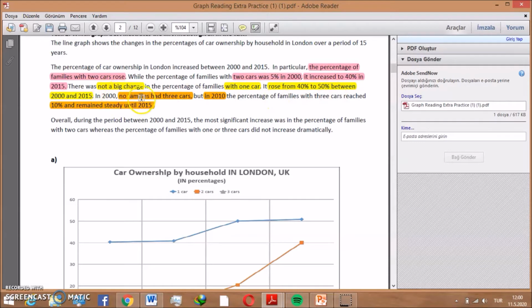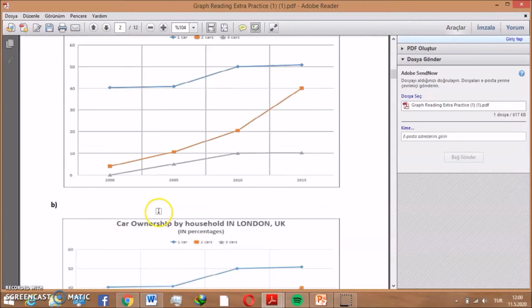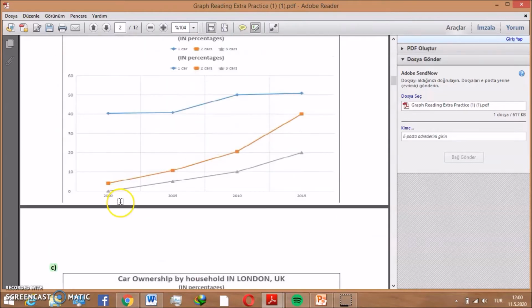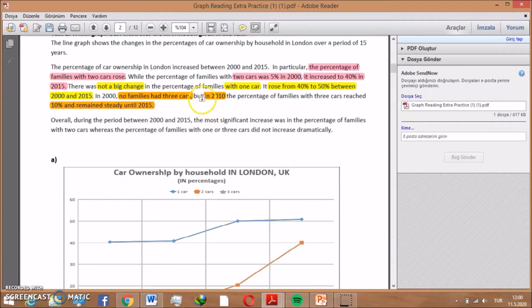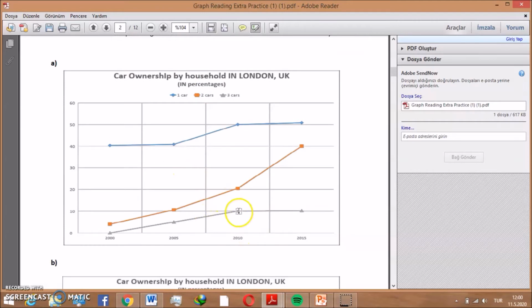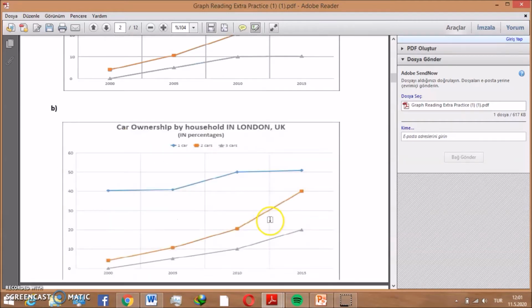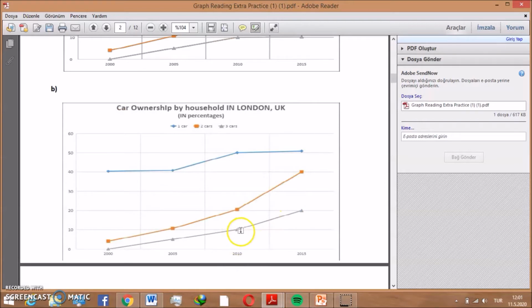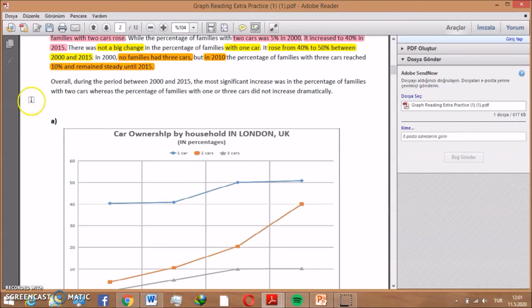In 2000, no families had 3 cars. So now we need to check the gray lines. No families. So it should be 0. Yes. A and B, they match for now. But in 2010, the percentage of families with 3 cars reached 10% and remained steady. Remained steady means it was the same. The number was the same until 2015. So let's check. 2010, 10%, and it remains steady. Yes. 2010, 10%, but it increased to 20 here. It means this is wrong too. So our answer is A here.